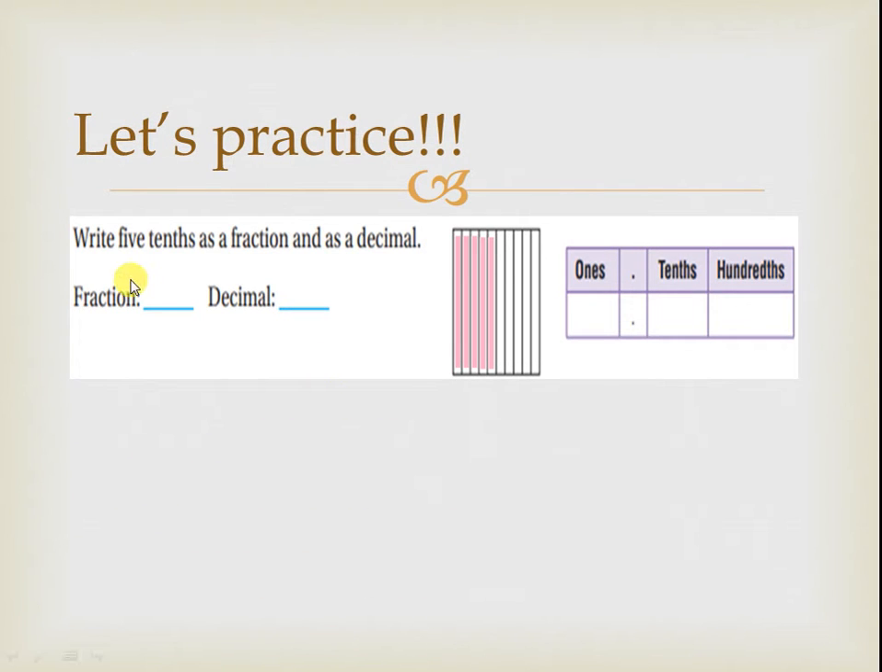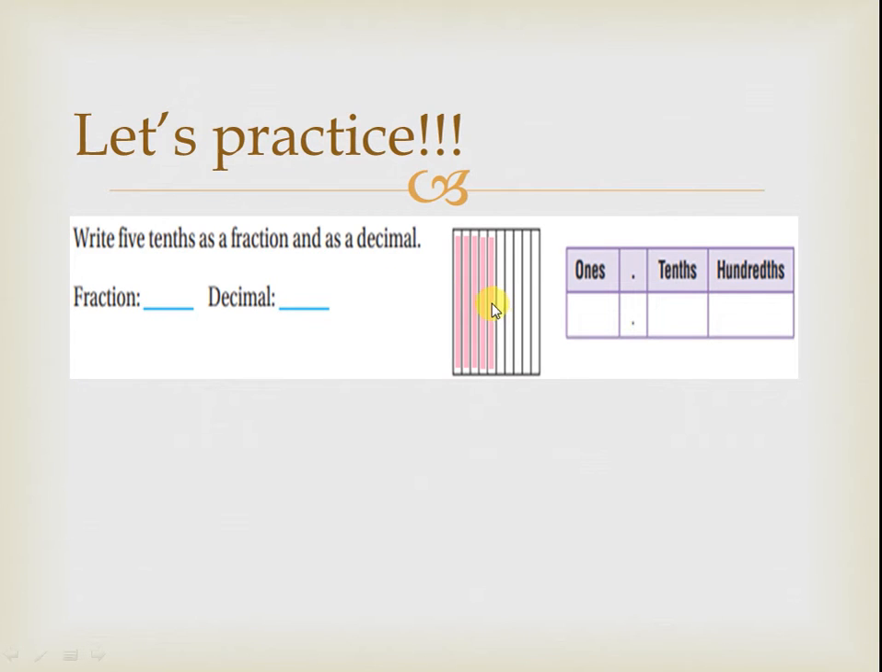Okay, let's move and practice. First, write 5/10 as a fraction and as a decimal. This is the model here. How many parts in all? It's 10 parts, so we cut it into 10 parts. Then we color how many? 5 parts, so we color 5 parts.